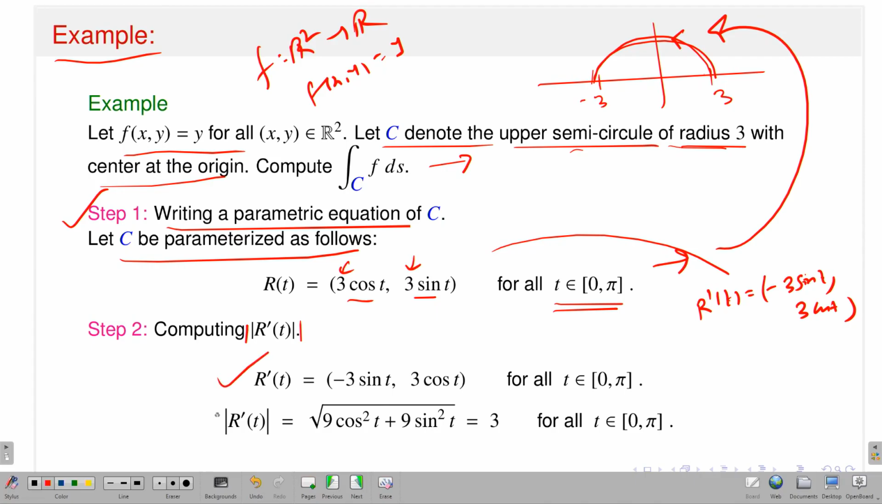So, this is your R prime t, norm of R prime t, which is nothing but square root of 9 cos square t plus 9 sin square t. Then use the trigonometric formula, you will end up with this is actually 3, and this is true for all t from 0 to pi. So, step 2 is done. So, step 1, step 2 is done.